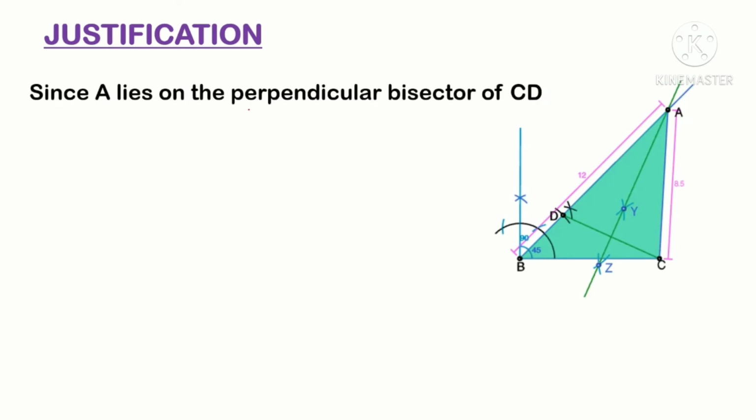Since A lies on the perpendicular bisector of CD, this A is going to be equidistant from points C and D. Therefore we can say that AC is equal to AD. Fine. Now from the figure you can see that BD is equal to AB minus AD.